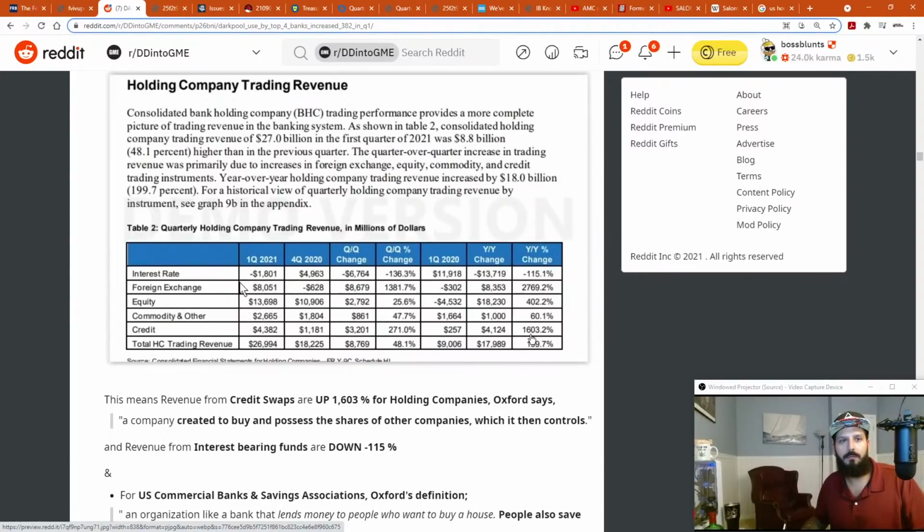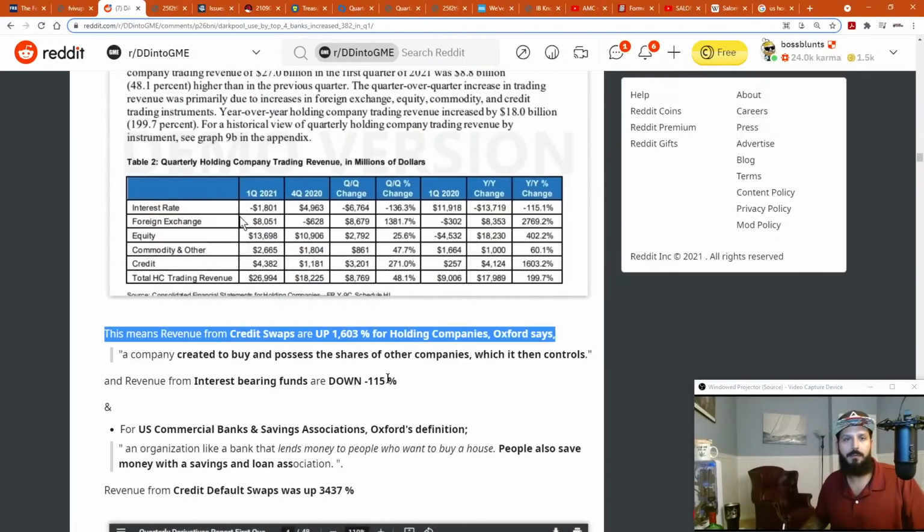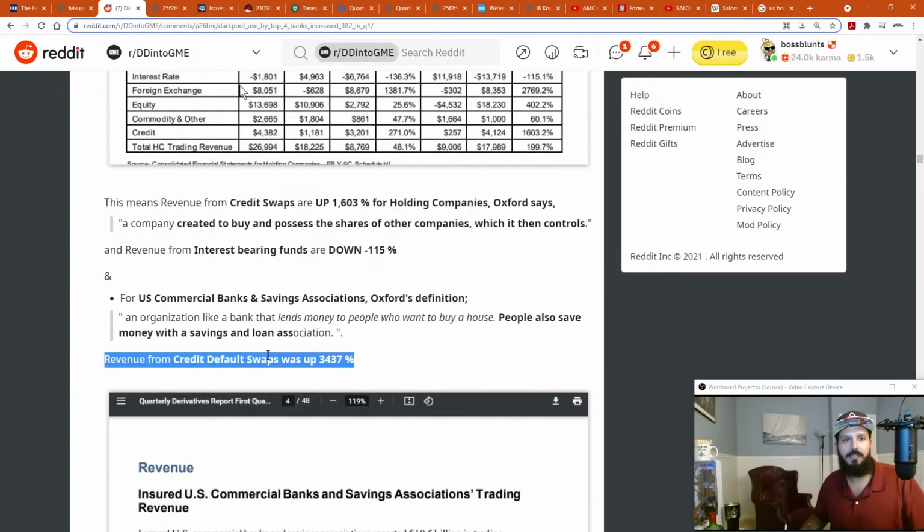And they are more and more putting their money into credit default swaps and foreign exchange, who's rolling over contracts and short positions in credit default swaps, mortgage-backed securities, collateralized debt obligations. For holding companies it's up 1,600%. For banks, credit default swaps are up 3,400%. That means that's a 5,000% increase for banks this year because the banks own the holding companies.